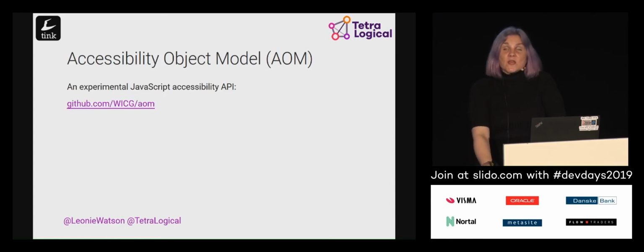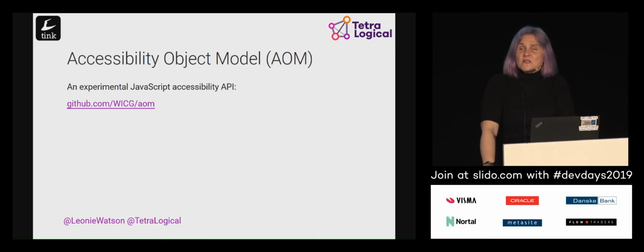There is a specification being developed now called the Accessibility Object Model, AOM. It's very, very new at the moment. It really doesn't have very much in the way of implementations, even behind the flag. I think Chrome may have a few bits and pieces behind the flag just recently, but that's about it.